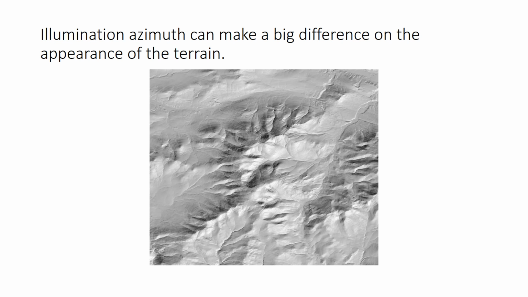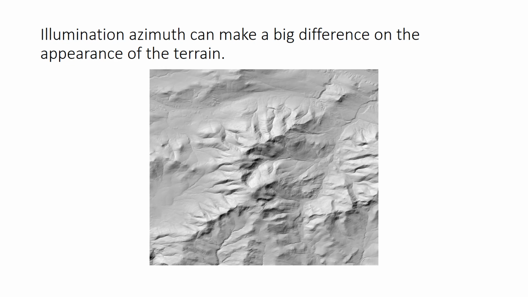One of the key things about hill shading, though, is that the appearance of the terrain is highly dependent on those settings. So where the light is coming from is going to make the terrain appear quite different. So this is one version of the terrain lit in a conventional way. And this is that same image shown with the opposite lighting.